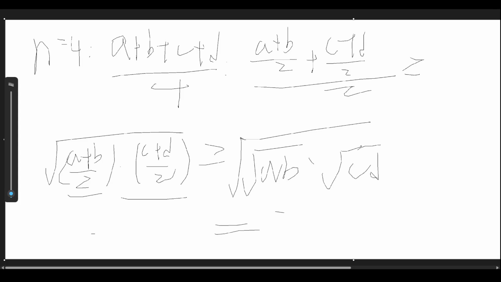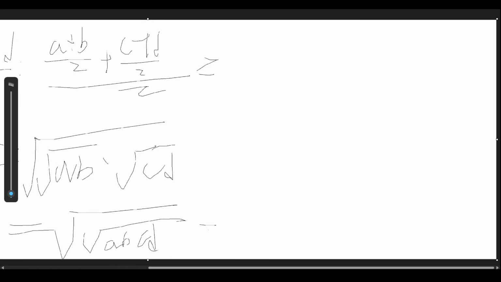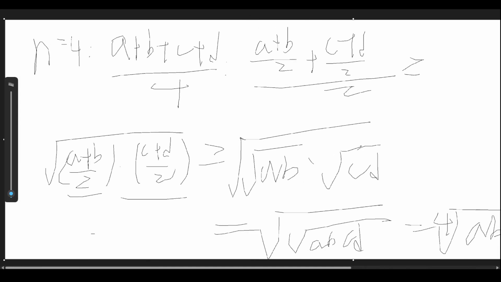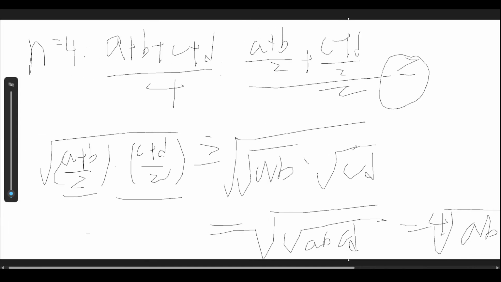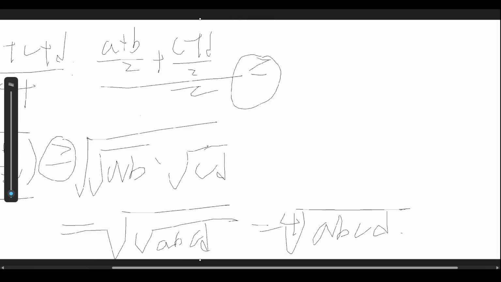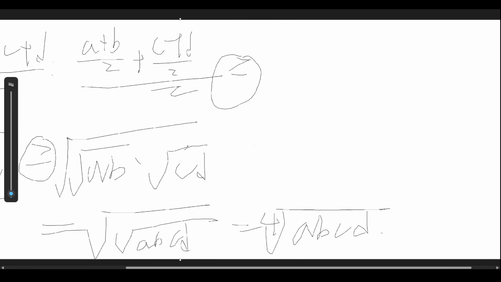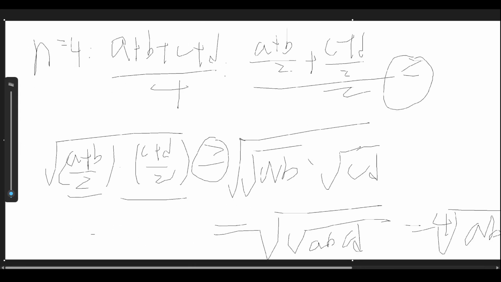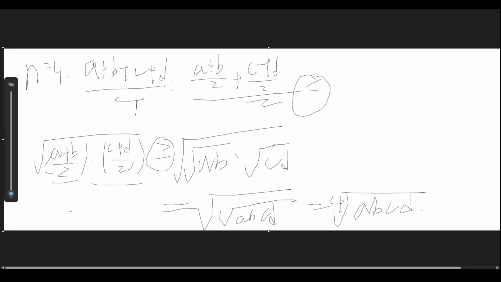And then we know that this thing, we can just make it a double square root of ABCD. And then we can realize that this thing is just the fourth root of ABCD. Right, so we have proven this result because this is a chain of greater than or equal to signs. So yeah, we prove this result for n equal to 4.